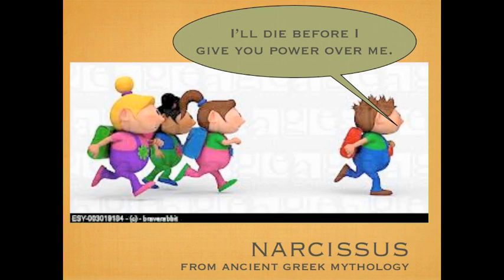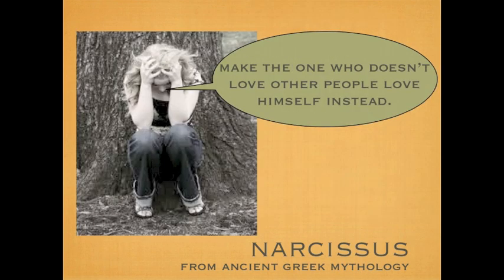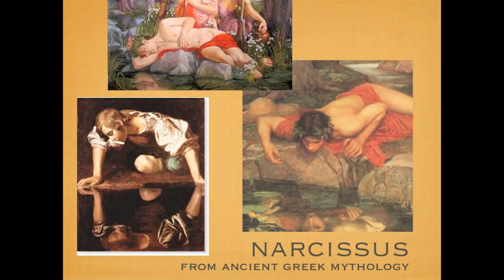One of the women that he hurt prayed to the gods, and she said, "Make the one who doesn't love other people love himself instead." And the gods heard this prayer, and they answered it. So the next time that Narcissus saw his reflection in a pool of water, he fell in love with his own reflection. He couldn't stop looking at it, and he couldn't leave the pool, so he died there, all alone.